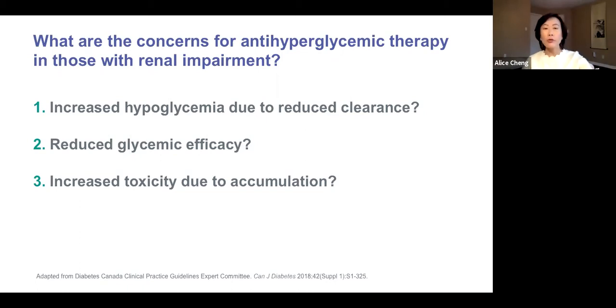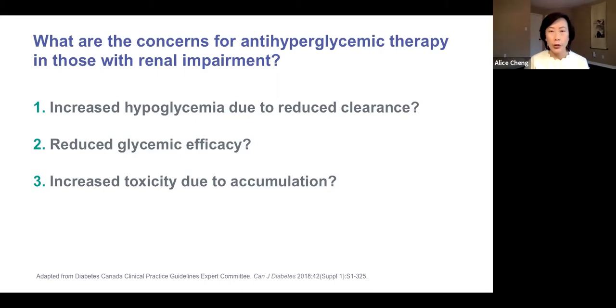In terms of number 2, reduced glycemic efficacy, the best example for that would really be SGLT2 inhibitors. So SGLT2 inhibitors are amazing medications for cardiovascular as well as renal protection, which we'll talk about. But below a GFR of 45, they're really no good for glucose lowering anymore. They're no longer really glucose drugs. They are kidney drugs, heart drugs, but they're really no longer glucose drugs. And then in terms of accumulation, the examples there would be metformin, for example. So below GFR 30, we tend to talk about stopping metformin.